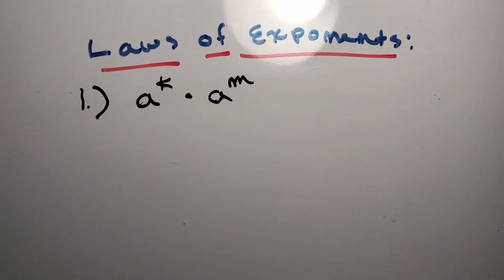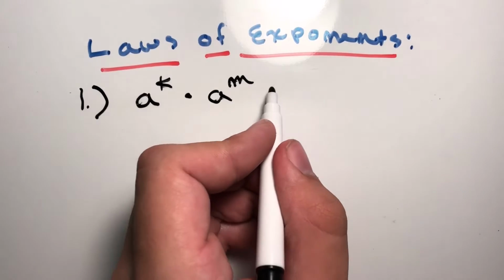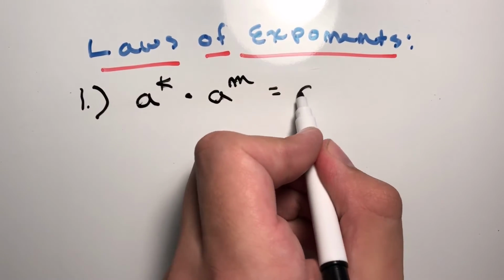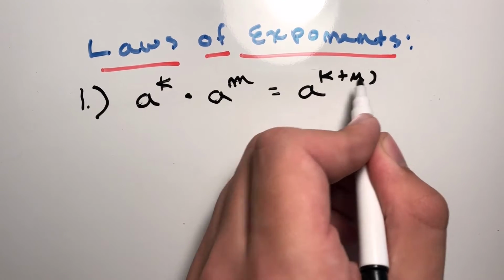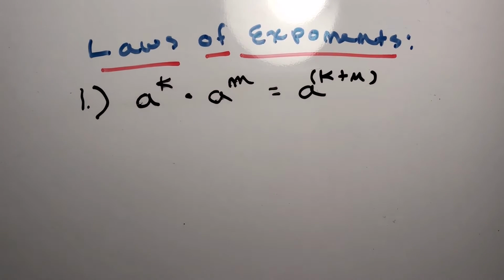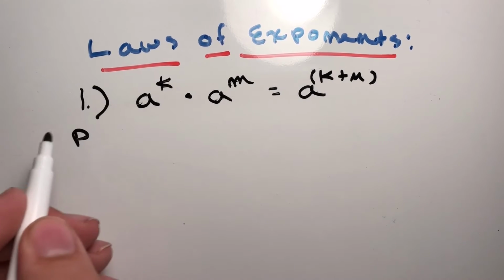And so this law basically states that a to the k, where a and k are some numbers, times a to the m, where a is the same number in both cases, can be simplified to a to the k plus m. So we can essentially add the powers there. So let's get into why this is true. Why can we do this for any case? Of course, we can prove it. So let's do a quick proof of this.